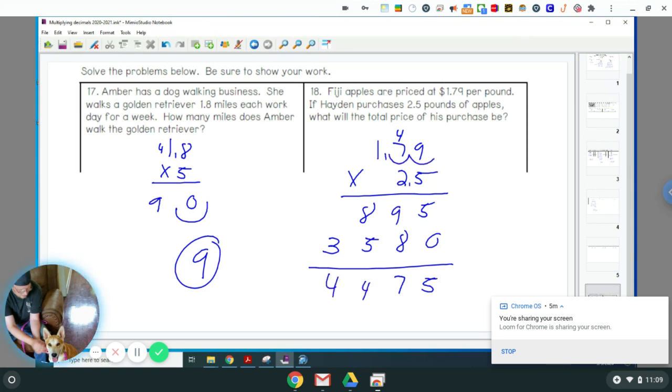And then there's 1, 2 on top, and 3 makes the 3. So 1, 2, 3. So you get 4.475. And since they're talking about money, you're going to round to the nearest penny. So it'll be 4.48. So he spent $4.48 on 2.5 pounds of apples. All right, so that is multiplying decimals.